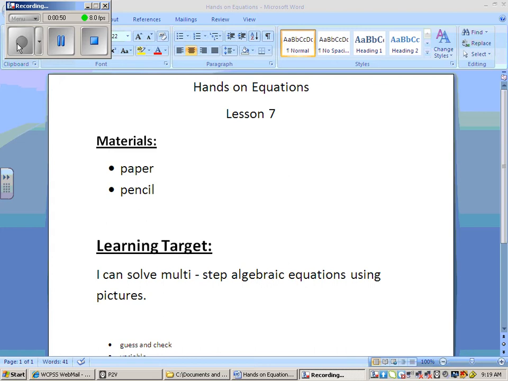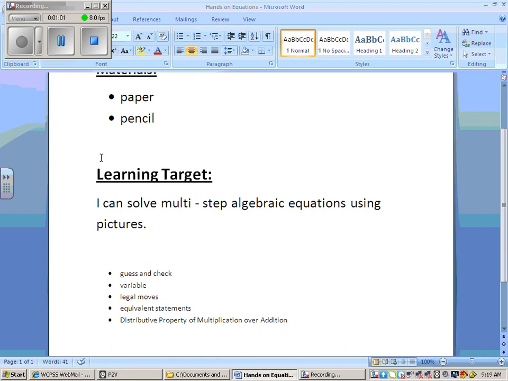Alright, so lesson 7 is different. Today we're not using any manipulatives. I'm going to show you how to solve these using paper and pencil. The learning target is that I can solve a multi-step algebraic equation using pictures.